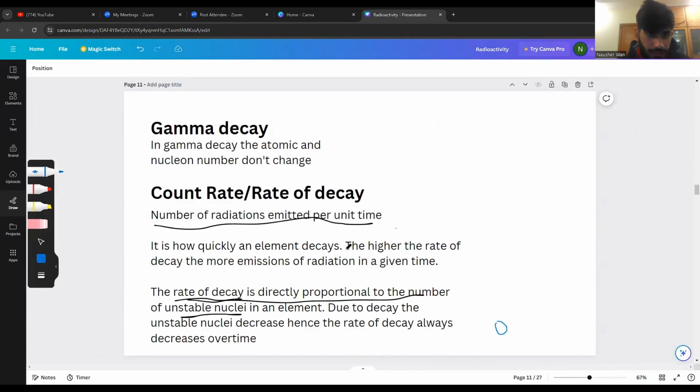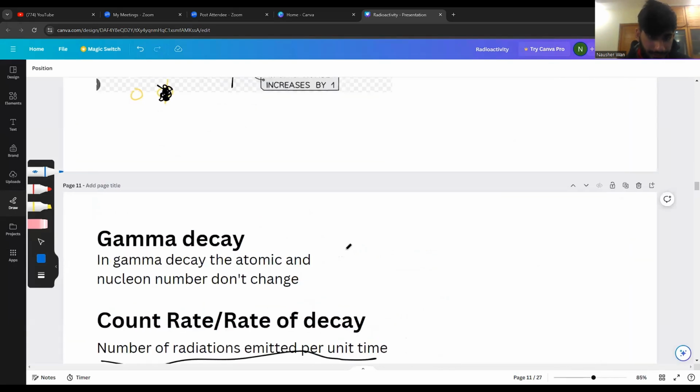All right. Now, in gamma decay, the atomic number and the nucleon number simply do not change, because there's nothing that's leaving the nucleus. So for gamma decays, this is the easiest one. Nothing really changes. So you just need to be aware of that.